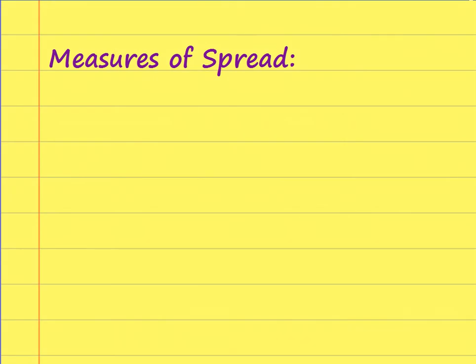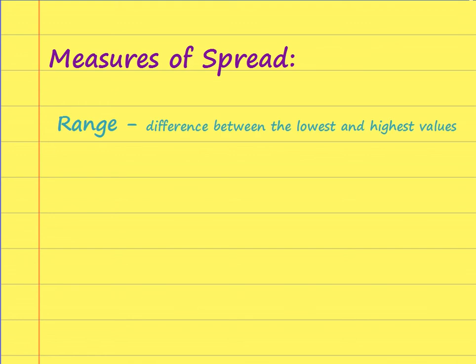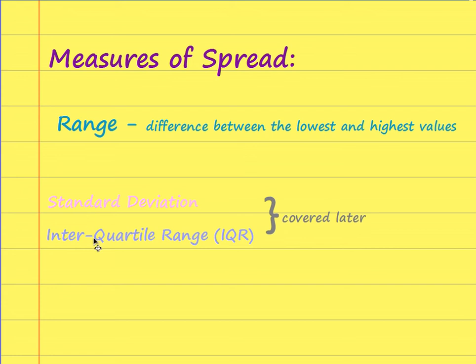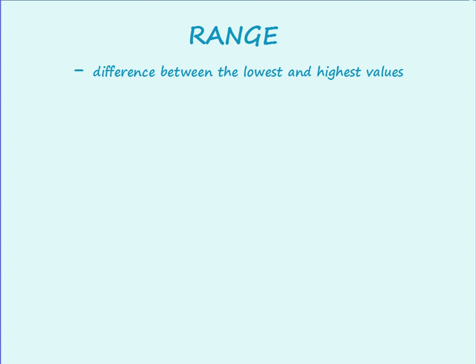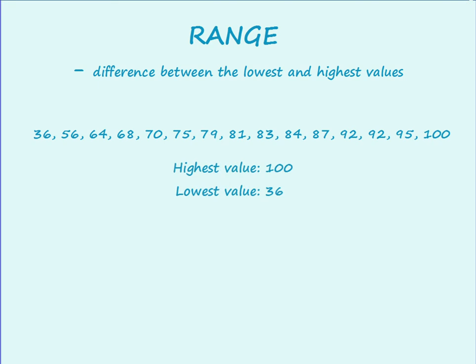When we talk about measures of spread, the most common one you hear is range. Range is the difference between the lowest and the highest value in a list of data. Standard deviation and interquartile range are also measures of spread, but we're going to cover those in later videos. To find the range of our test data, I'm going to leave this data in numerical order because then it's very easy to find the highest and the lowest value. To find the range, you simply subtract the lowest from the highest, and I get a range of 64. That means that we have a spread of 64 points from our lowest score to our highest.